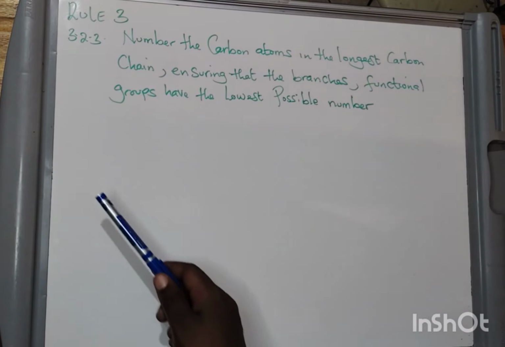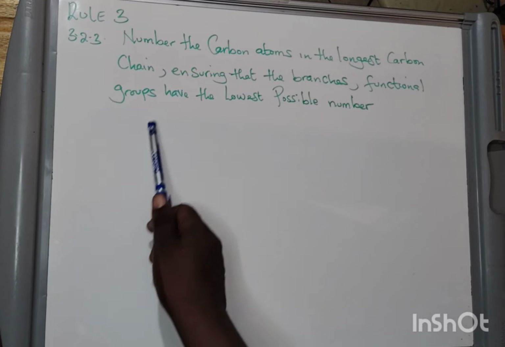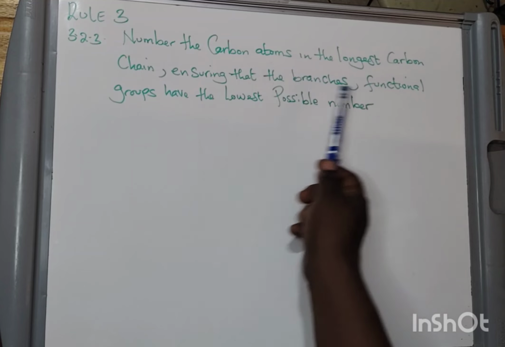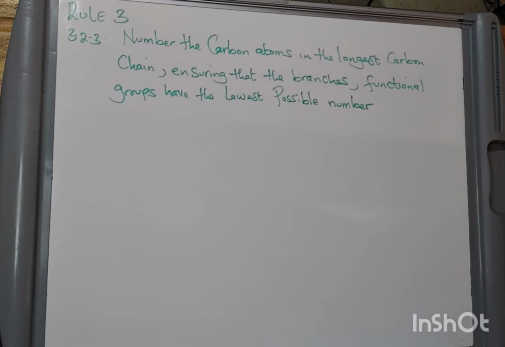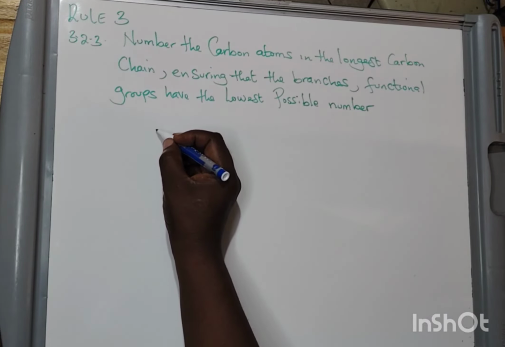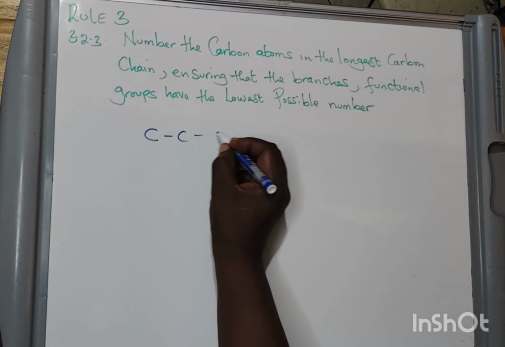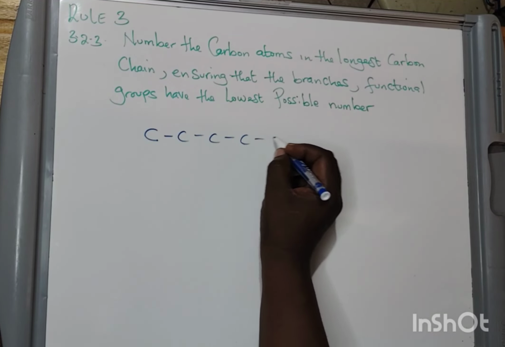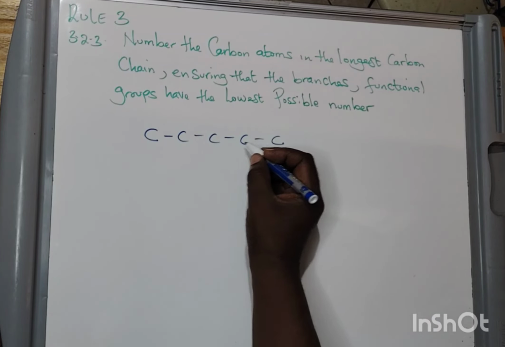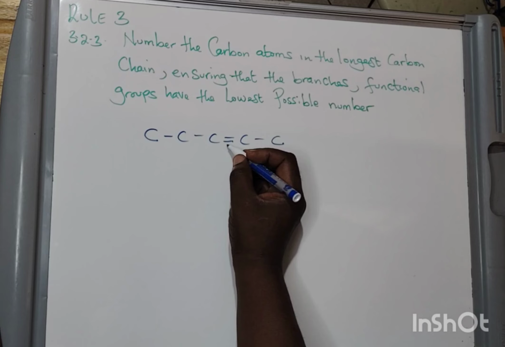Yes, then we come to rule number 3. It says number the carbon atoms in the longest carbon chain, ensuring that the branches and functional group have the lowest possible numbers. Okay, let's look at an example here. If you have C and the C and the C and the C and the C, and you have the triple bond here.